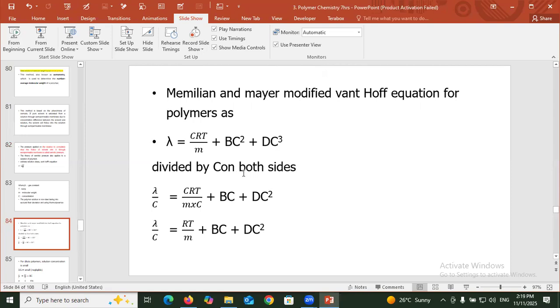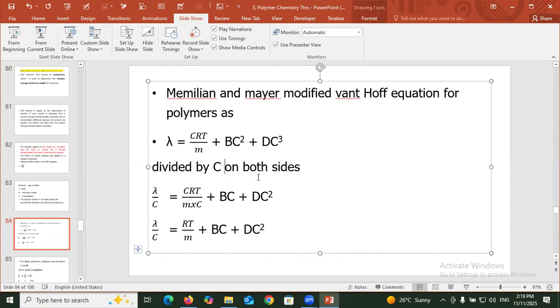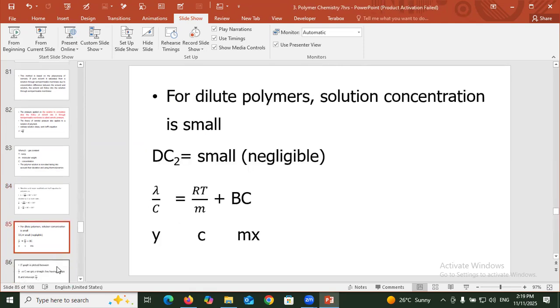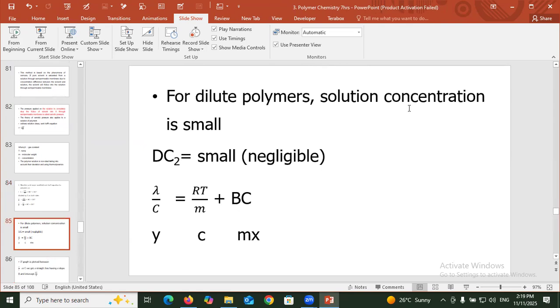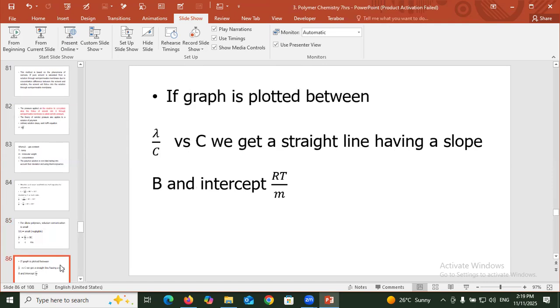Dividing by C on both sides, we get pi over C equals RT over M plus BC plus DC squared. For dilute polymer solutions, the concentration is small, so DC squared is negligible, and pi over C equals RT over M plus BC, which is of the form y equals mx plus c.